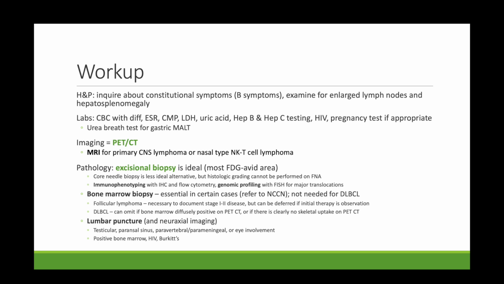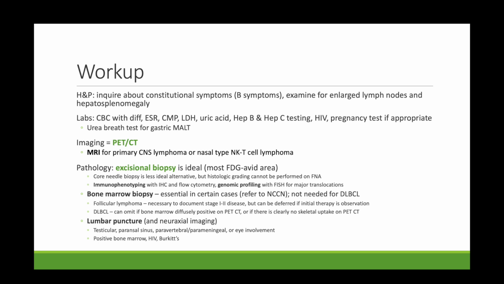In follicular lymphoma, however, and remember follicular lymphoma is typically an indolent lymphoma, bone marrow biopsy actually is necessary to document stage 1 to 2 disease. If the initial therapy is just going to be observation, which is an option for indolent lymphomas that are early stage, then we can defer the bone marrow biopsy. But if we definitely want to treat something as an early stage follicular lymphoma with definitive radiation, for example, bone marrow biopsy should be obtained to document stage 1 to 2 disease. And that's just because bone marrow can frequently be involved with indolent lymphomas.